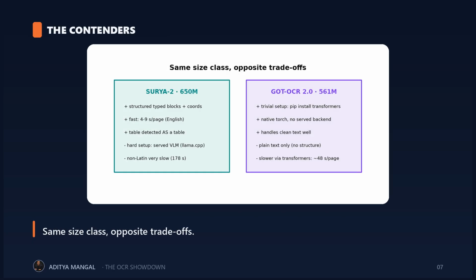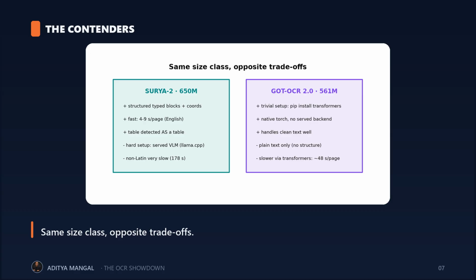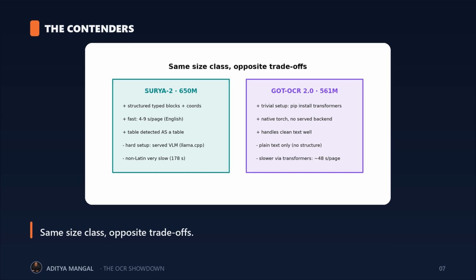Let me set up the contenders. Surya-2 is a served vision language model that emits typed blocks. Headers, tables, paragraphs, each with a bounding box and a confidence score. GOT-OCR 2.0 is a compact 580 million parameter model with one job. Read the page and return the text cleanly with no structural markup. One hands you structure, the other hands you text. That single difference turns out to matter more than any accuracy number.